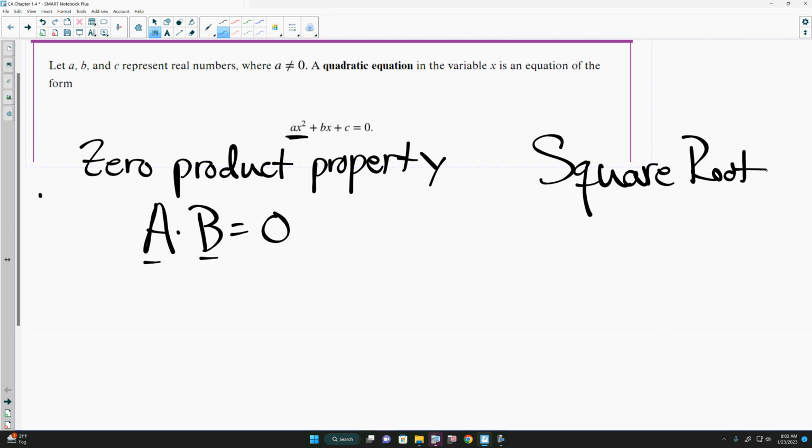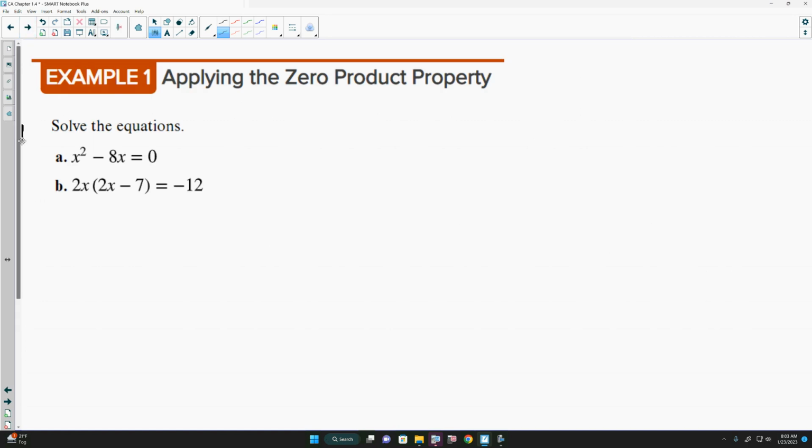Our next one is the square root method. If we have a variable squared equal to a number, or a set of parentheses squared equal to a number, we can use the square root method, which is essentially just taking the square root of both sides and solving from there. And then we also have the quadratic formula and completing the square. Completing the square is just taking the square root method and being able to apply it to any and all types of quadratics.